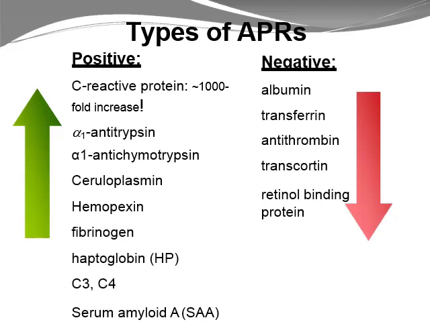Please do remember, in acute phase reaction, the proteins such as C-reactive protein will increase mainly. See here, 1000-fold amount. Alpha-1 antitrypsin will increase, alpha-1 anti-chymotrypsin will increase, ceruloplasmin, fibrinogen, haptoglobin, these all will increase. Some proteins will decrease in level as well, such as albumin, transferrin, retinol binding protein, these will basically decrease. So please do remember which proteins will increase during acute phase reaction and which proteins will decrease.